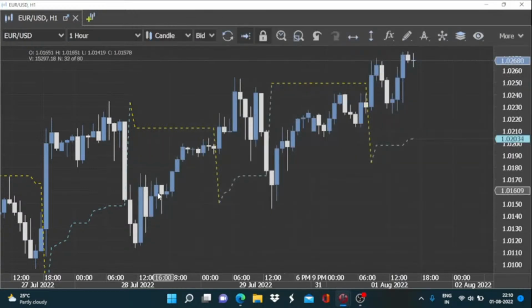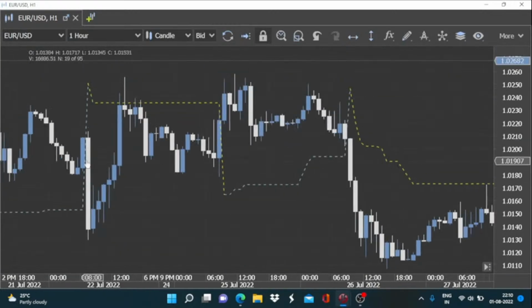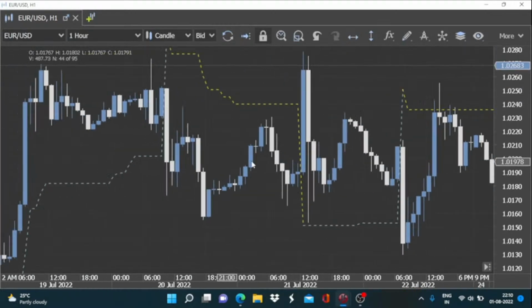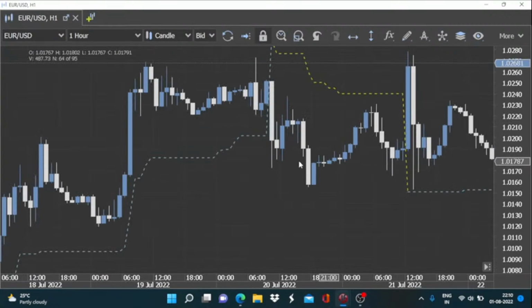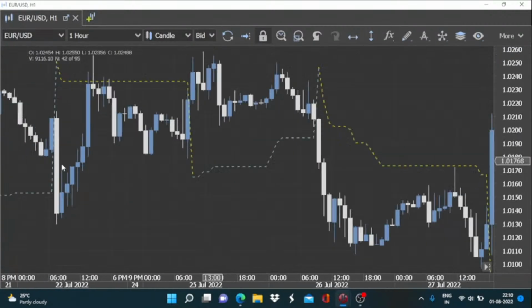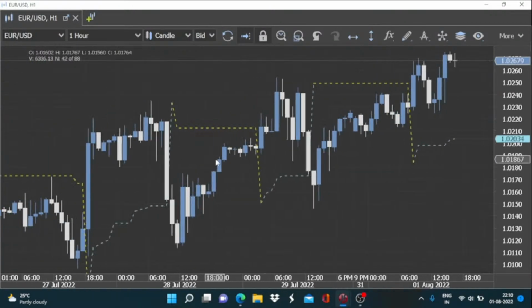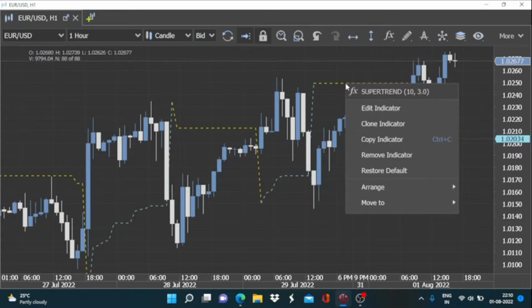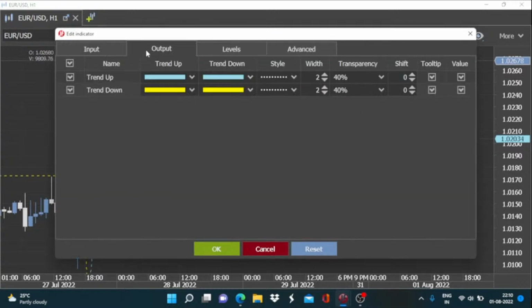Okay, this is now a different color combination, yellow and sky blue, and for me at least, if not for you, it is looking much better compared to the dull green and red lines. All right, so we have this combination to make things more aesthetic.